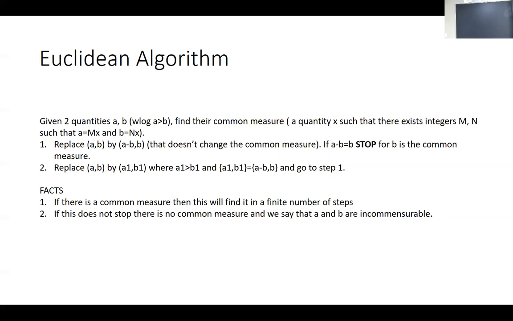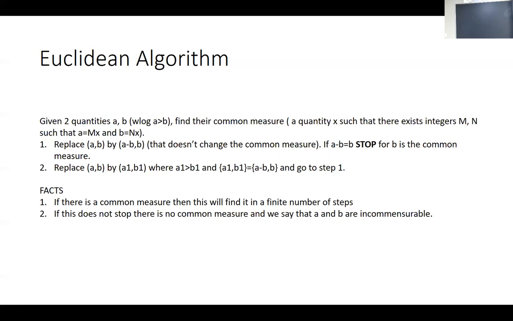Now, if the two things are now equal, you stop, because B is now the common measure of those two things. So the thing is, if you want the common measure of A and B, it's going to be the same thing as the common measure of A minus B and B, right? Because if X is the common measure of A and B, then X is also going to be the common measure of this, right? Because A minus B is going to equal M minus N times X. So X is going to measure A minus B if it measures A and B.